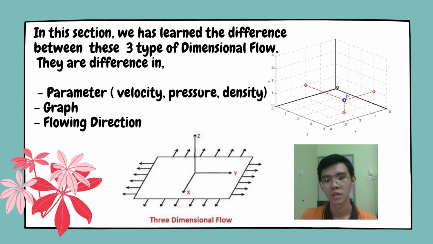And then for the two and three-dimensional flow, they exist in real life. The parameters for two-dimensional flow only vary in the x and y axial directions, so that it can be shown in a curve. And for three-dimensional flow, it can change in three directions, which are the x, y, and z axial directions, and its streamlines are shown in a space curve.